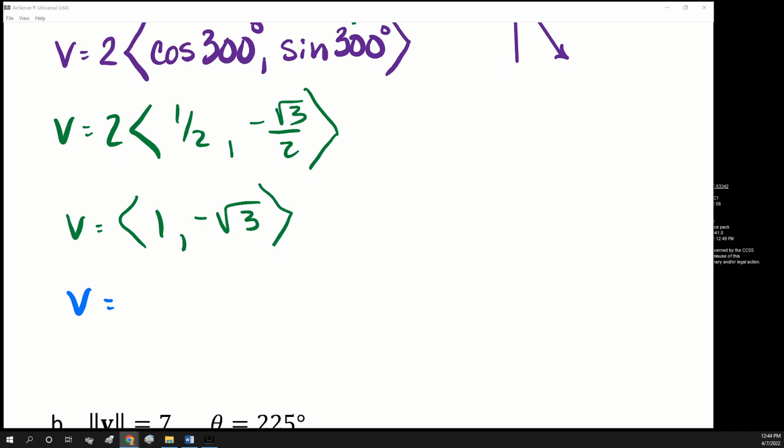All right, and then for linear combination form, we just need to include the i and the j. So it's going to be 1i, or just i, minus square root of 3 j.